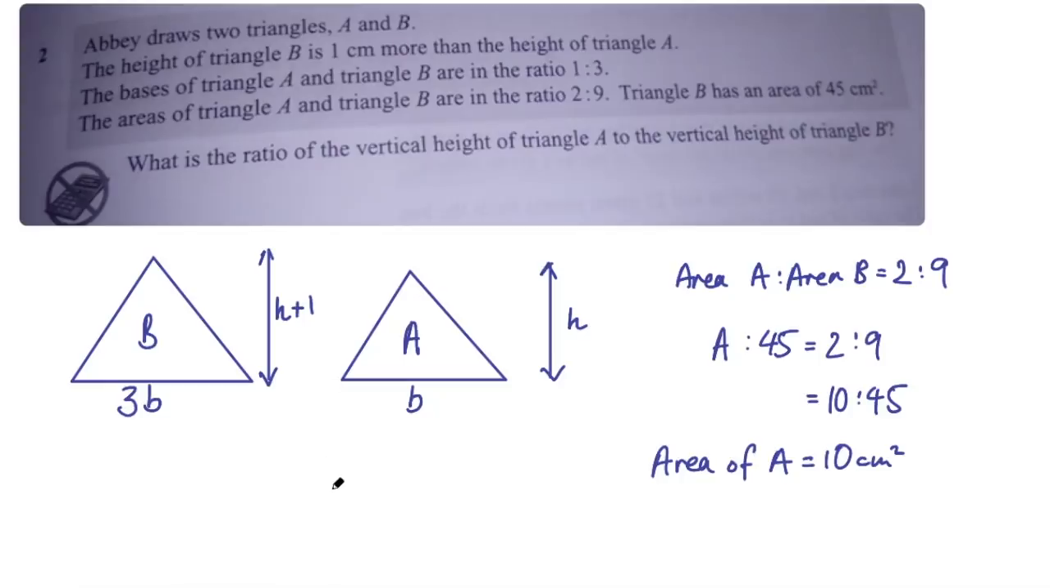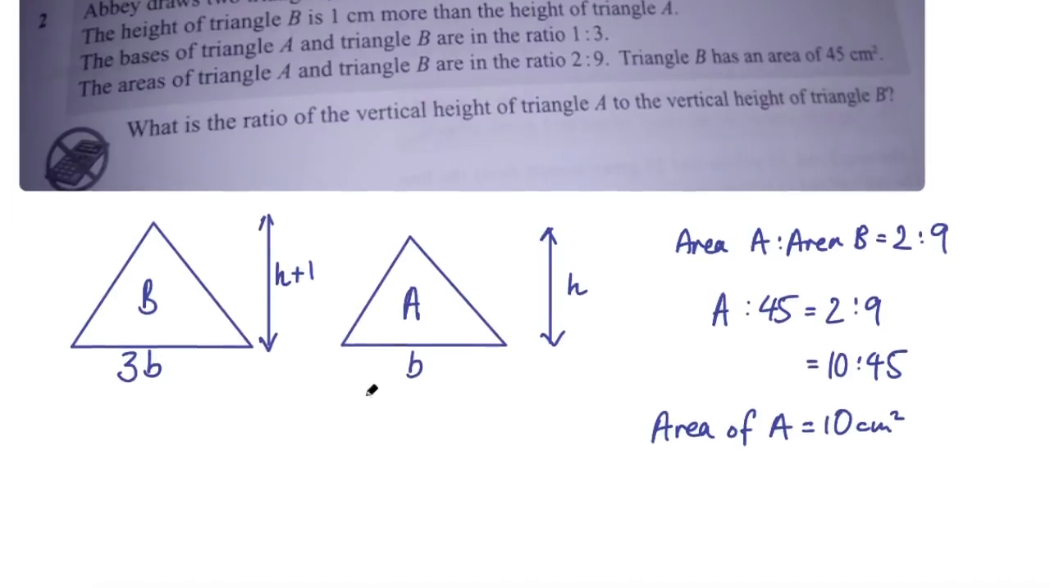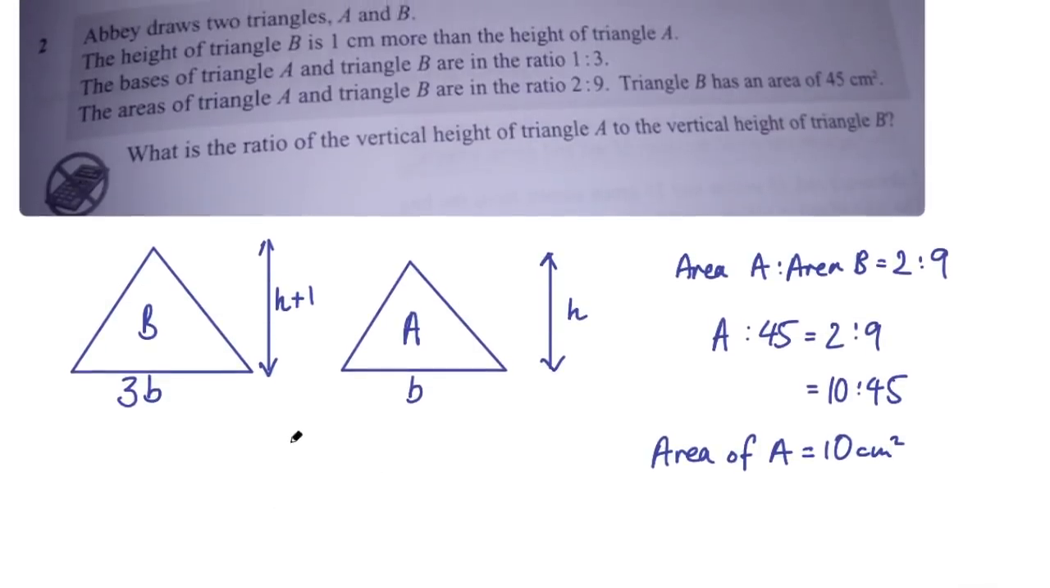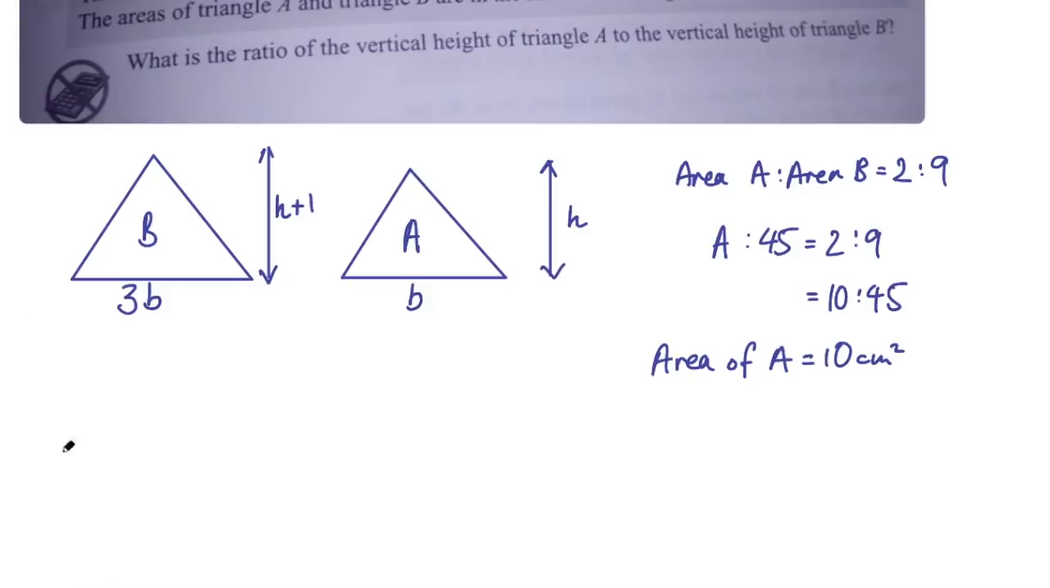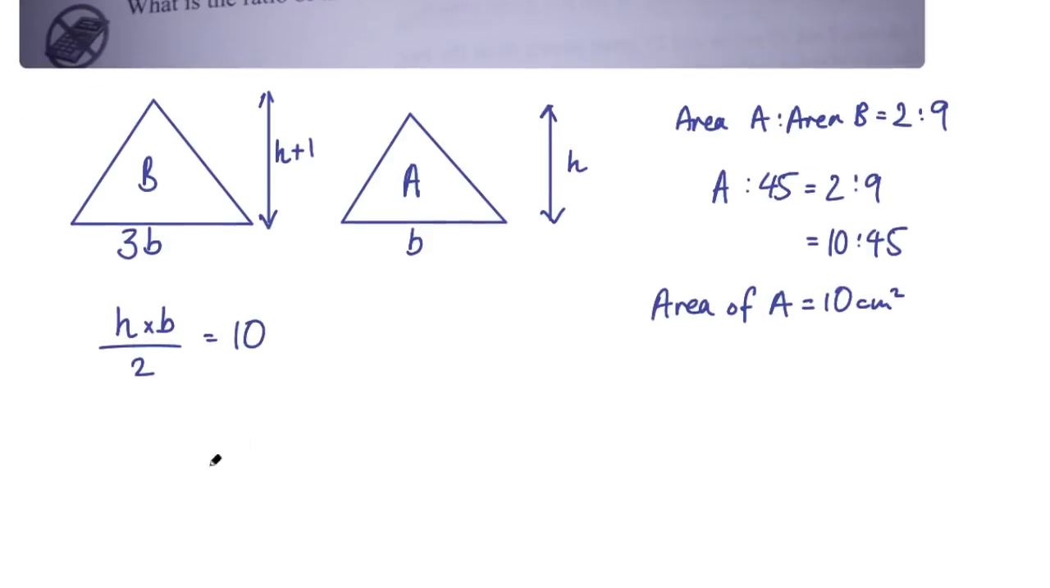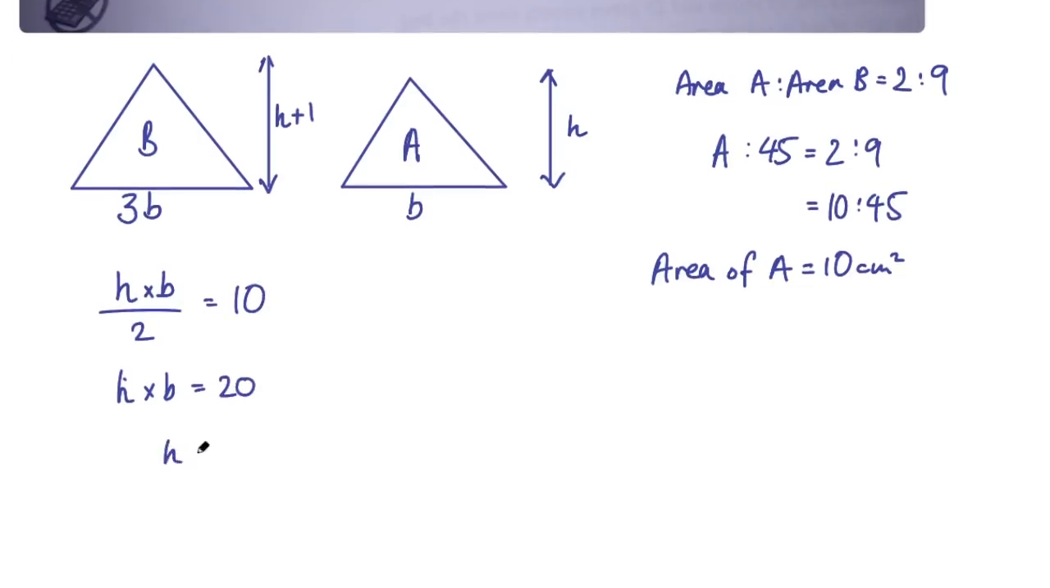Now we have the area of B and the area of A. We still have the height and the base that we don't know, but we have a way of creating some equations which will allow us to solve for h and solve for b. So the first equation we can say is that the height of A times the base divided by 2 is the area of the triangle. And we know the area is 10, so that equals 10. So therefore, height times base equals 20, multiplying by 2 on the right hand side. And then the height will be 20 divided by b.